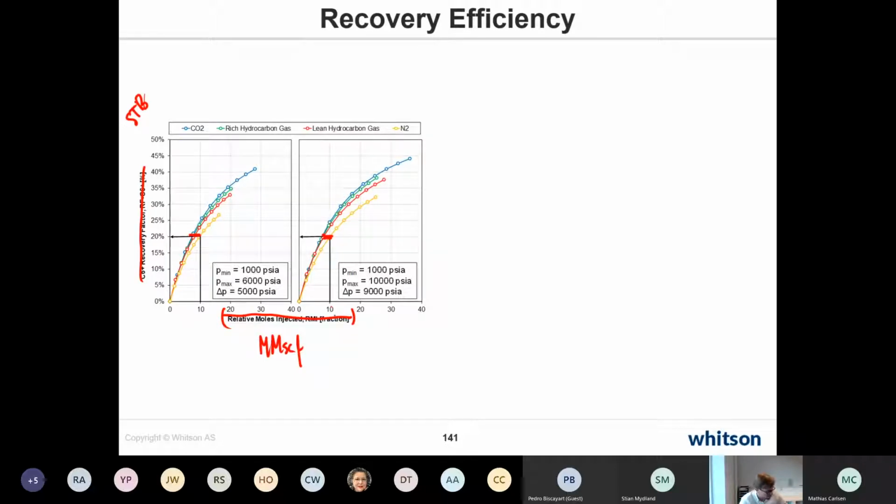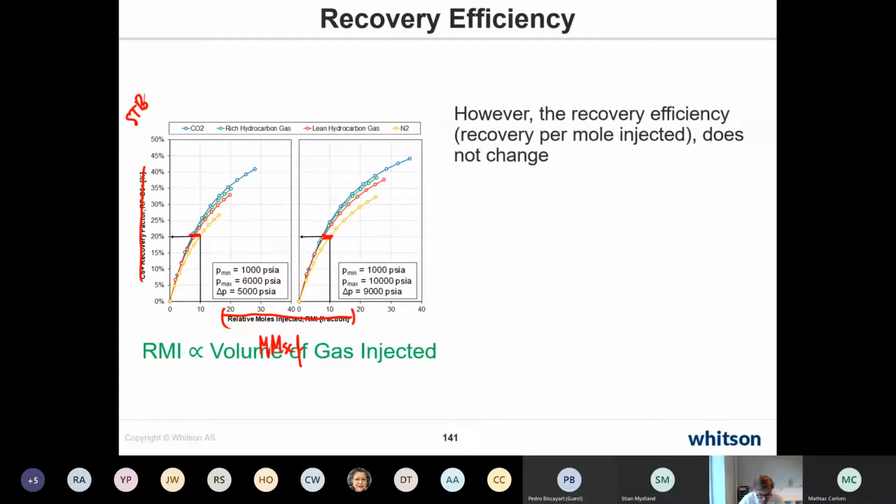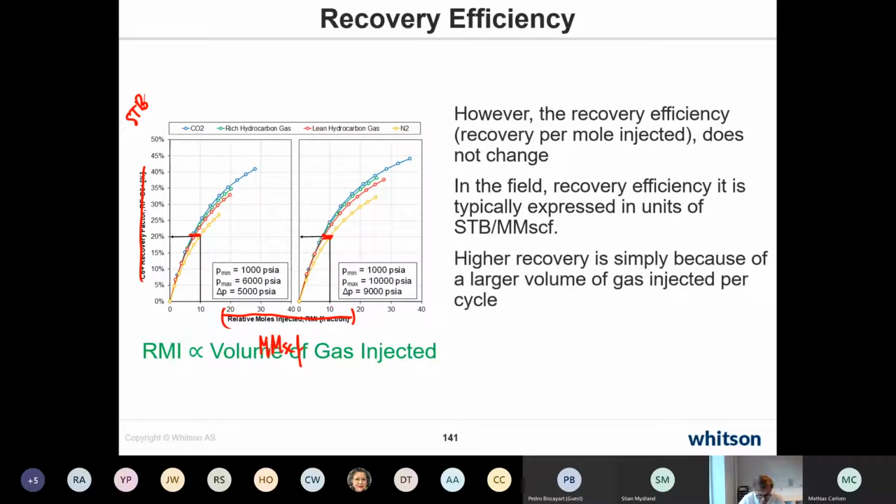So the only thing that happens when you increase the pressure is that you just make sure that you fit more gas into that pore space. So if you have more gas into a particular pore space and the EOR efficiency is the same, the pore space that fits the most gas will yield the highest recovery for a particular cycle. Again, reiterating this thing about importance of volume. So high recovery is simply due to a larger volume of gas injected in the PVT cell per cycle.